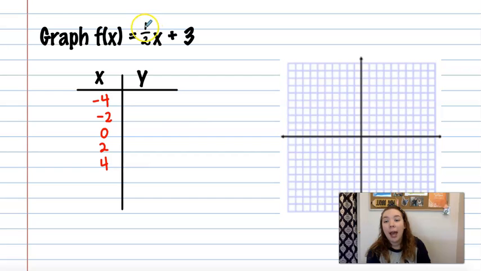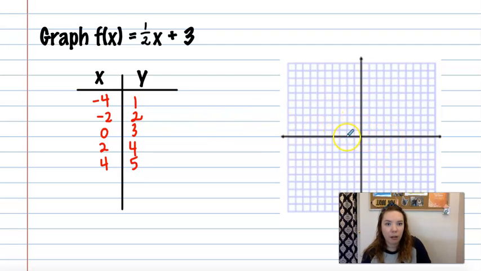Half of -4 is -2. -2 plus 3 is 1. Half of -2 is -1. -1 plus 3 is 2. If I plug in 0, 1/2 times 0 is 0. 0 plus 3 is 3. If I plug in 2, 1/2 times 2 is 1. 1 plus 3 is 4. And then half of 4 is 2. 2 plus 3 is 5.